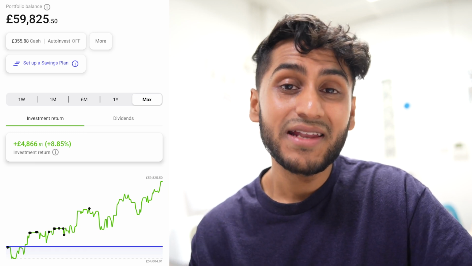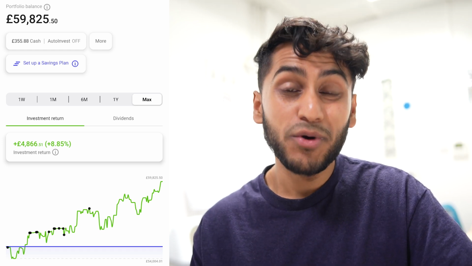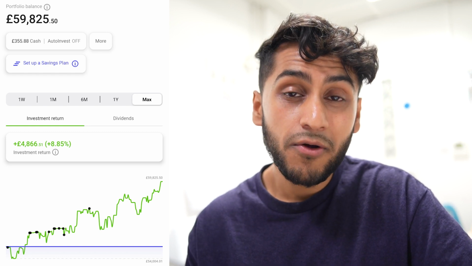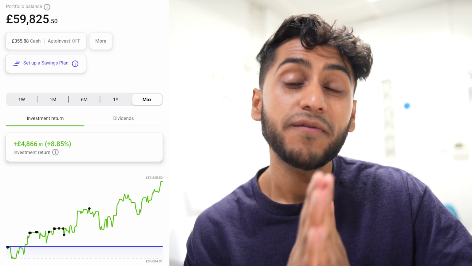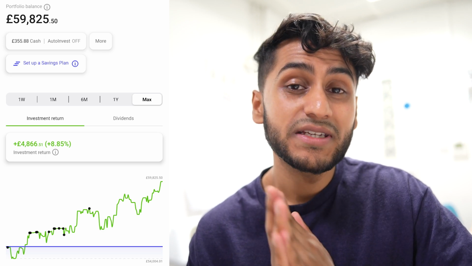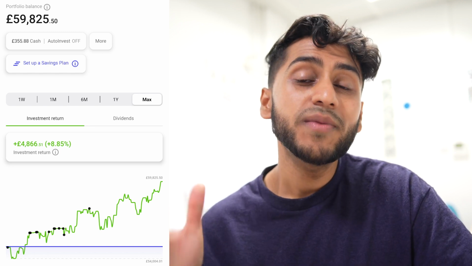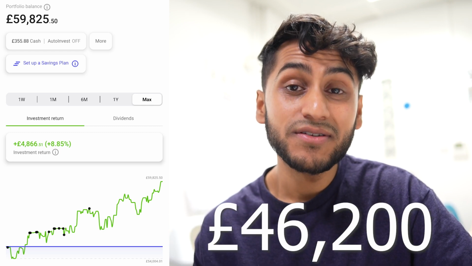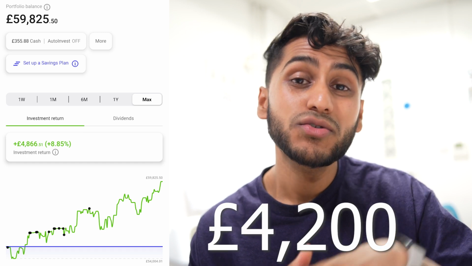So let's do the same analysis that we did on our Trading 212 account. In June of 2021, I deposited £20,000. At the end of that tax year, assuming a 10% growth, I would have £22,000. And that 10% growth on the first year would be equal to £2,000. Now in April of 2022, when the tax year started, I deposited another £20,000. So assuming another 10% growth at the end of that year, I should have at least £46,200, and that 10% growth would of course be equal to £4,200.